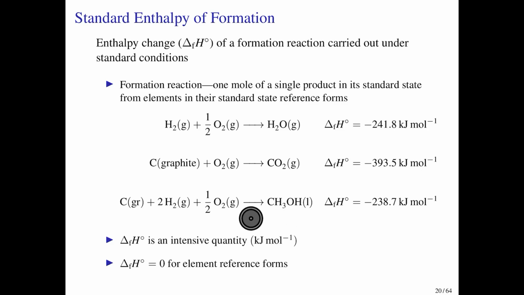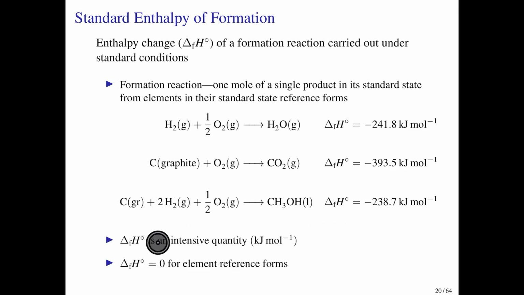Here's one for methanol. Methanol is a little bit more interesting. You've got carbon, graphite. You've got 4 hydrogens on this side, and so you're going to have 2 diatomic hydrogens over here, only 1 oxygen, so you need 1/2 mole of diatomic oxygen gas. Each of the elements in their reference form for standard state conditions.